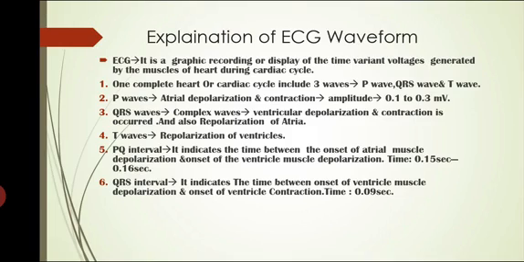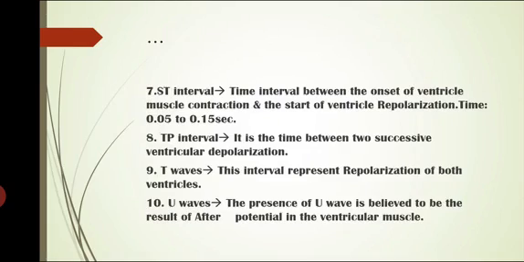Next, the QRS interval. It indicates the time between onset of ventricular muscle depolarization and onset of ventricular contraction, and the time is 0.09 second. Next, the ST interval: the time interval between onset of ventricular muscle contraction and the start of ventricular repolarization. Time is 0.05 to 0.15 second.